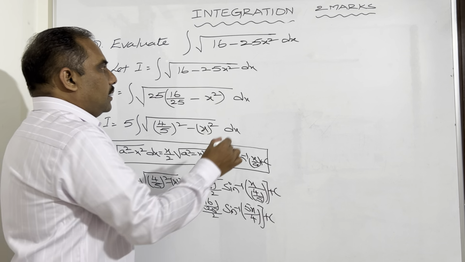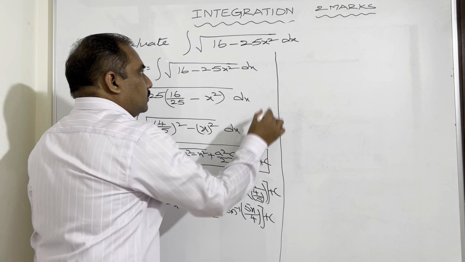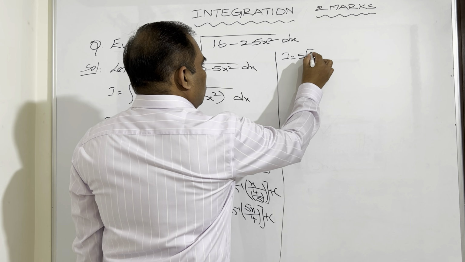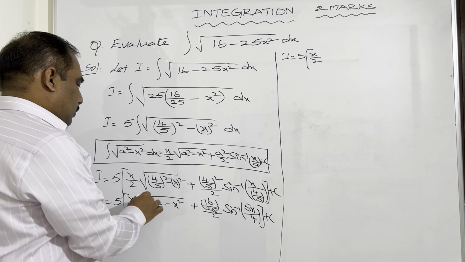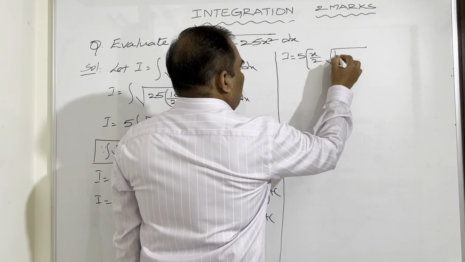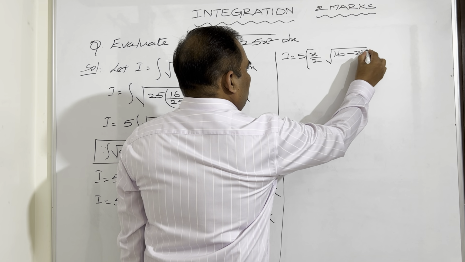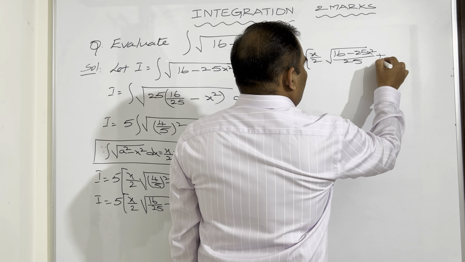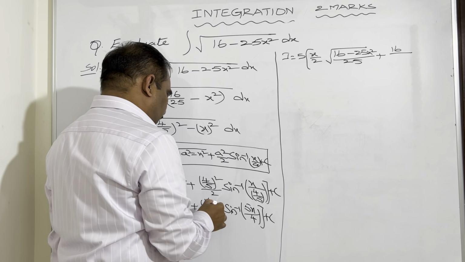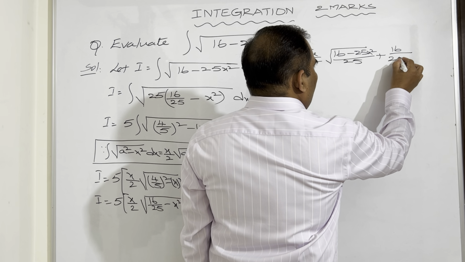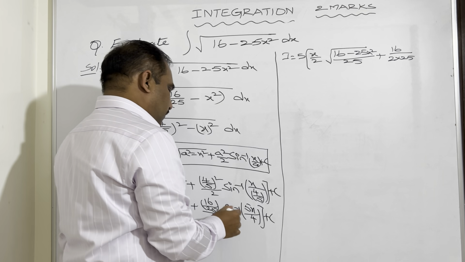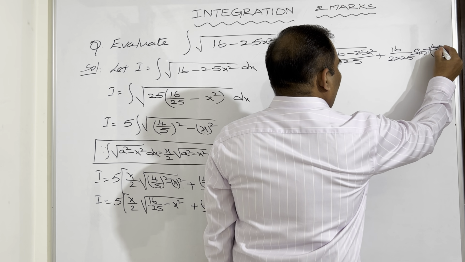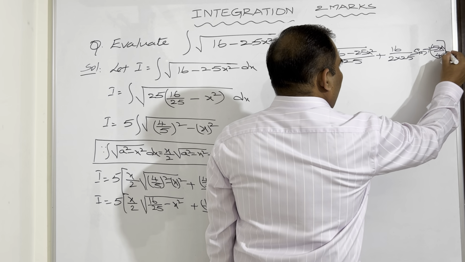Which can also be written as I is equal to 5 into, x by 2 into root over (16 minus 25 x square) by 25, plus 16 by (2 into 25) into sine inverse of 5x by 4, plus c.